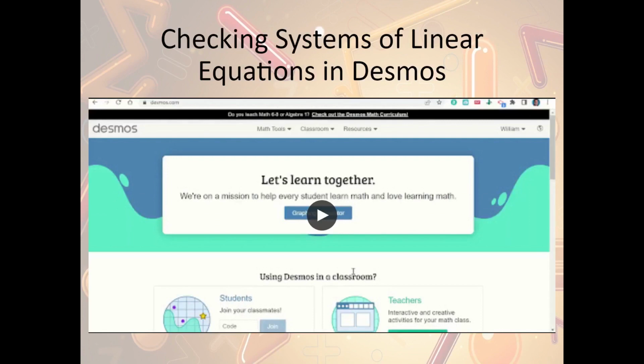Now there's a video here that shows you how to check systems of linear equations in Desmos. So go ahead and watch that video.